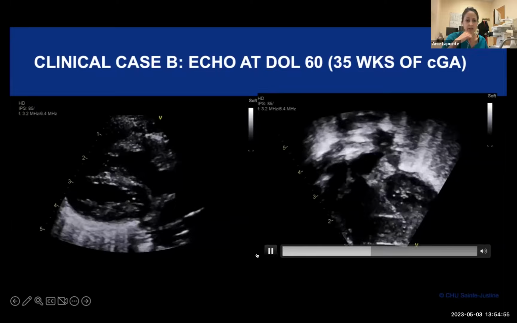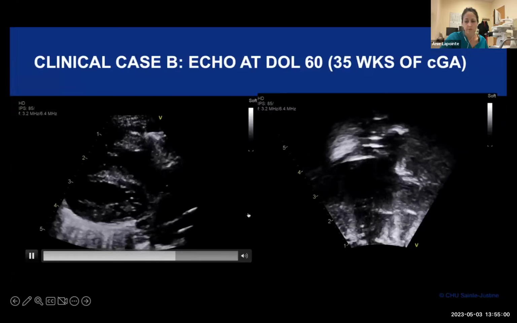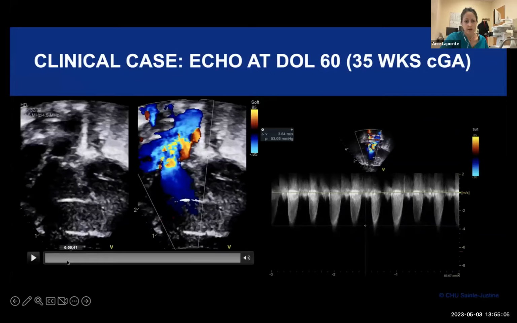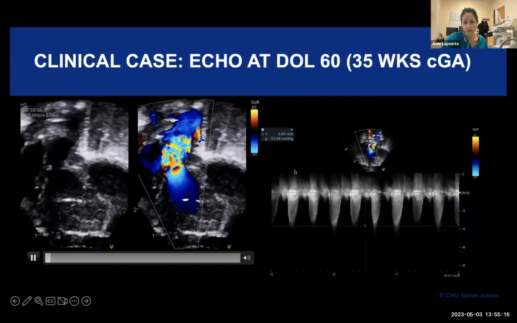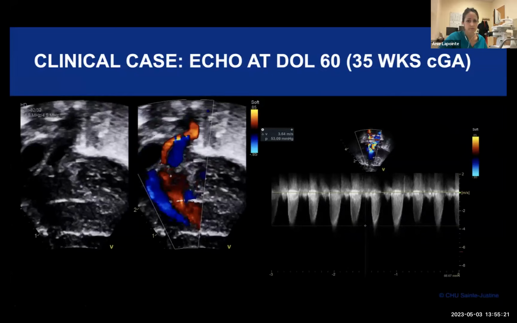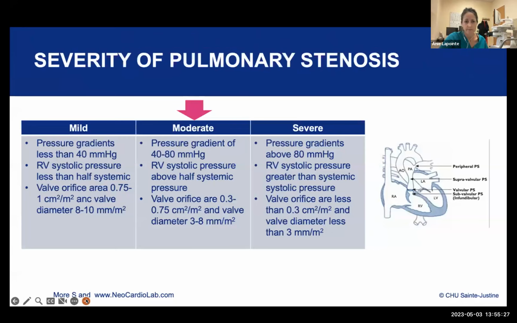And when we put Doppler color, mainly in the subcostal view, we saw some acceleration in the right outflow tract. And this baby had a pulmonary stenosis with a gradient around 53 millimeters of mercury. The narrowing was mainly at the level of the valve. In the gradation of pulmonary stenosis, this baby was described with a moderate pulmonary stenosis with a pressure gradient of 40 to 80 millimeters of mercury, and the RV systolic pressure was above half systemic pressure.